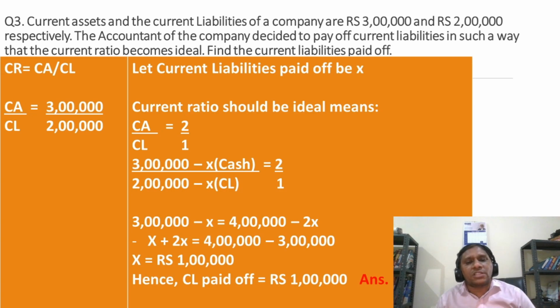Now solve this by cross multiplication. You will get 3 lakh minus X is equal to 4 lakh minus 2X, and after computing you will get the value of X is equal to rupees 1 lakh. Hence current liabilities paid off is rupees 1 lakh. You should highlight the answer, my dear children.